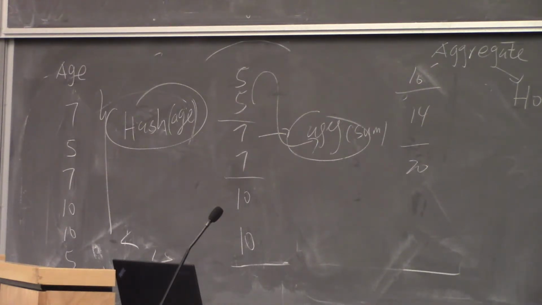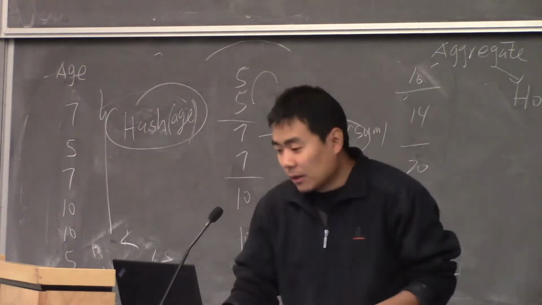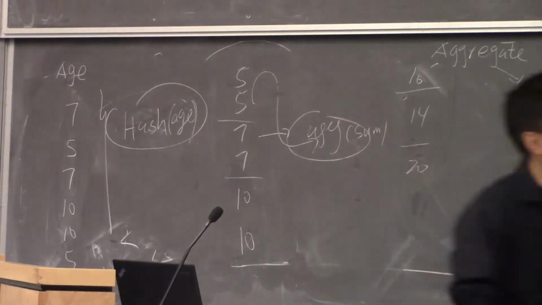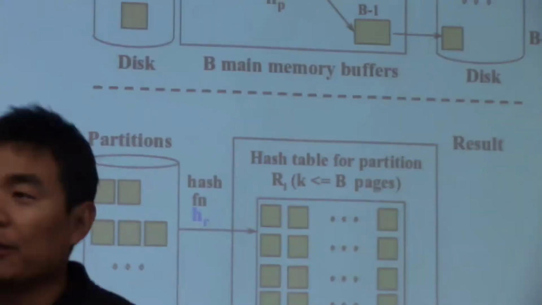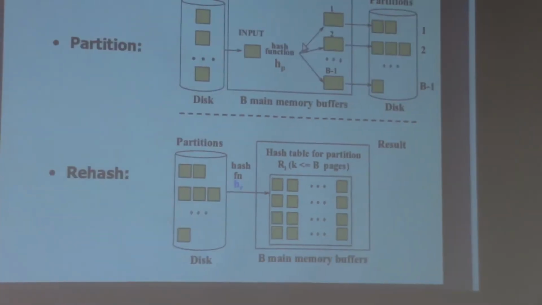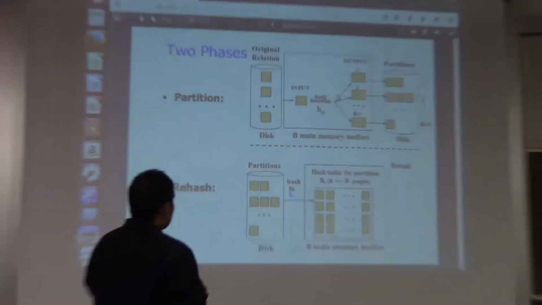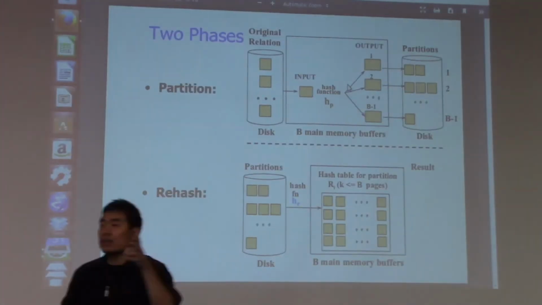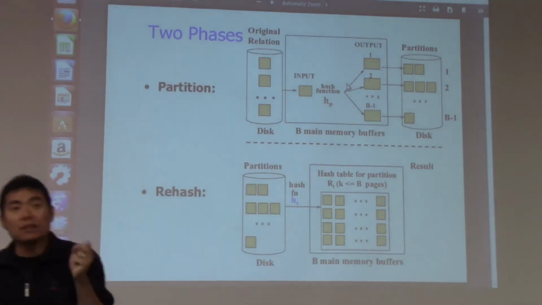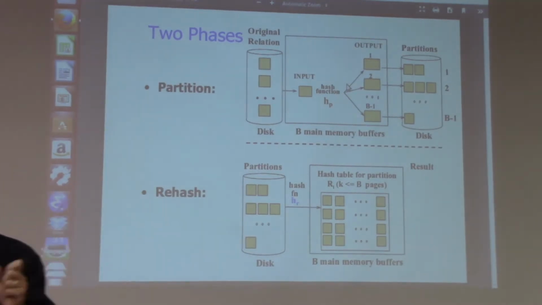So this is what we call the famous two-phase hashing algorithm. There are two phases. I'm going to show right here. The first phase is called partition. The second phase is called rehash. Okay, let's go through this together. And I will have two hash functions. One is a partition hash function HP. One is a rehash function HR.